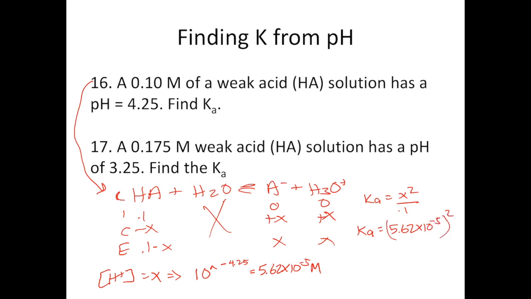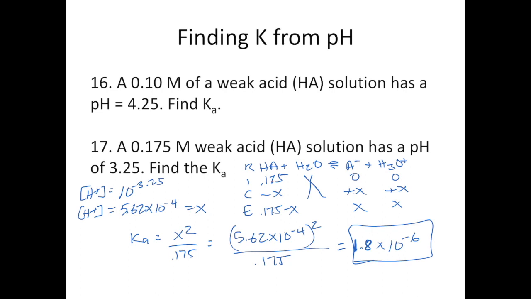I just solve for Ka. 0.1 minus 5.62 times 10 to the minus 5 is essentially 0.1, so I'm just going to leave it. And so when I solve, my Ka is 3.16 times 10 to the minus 8. No units. So you just got to kind of work backwards.